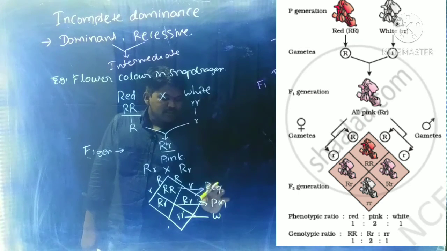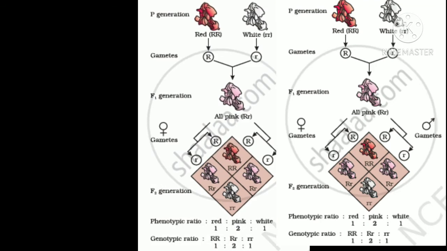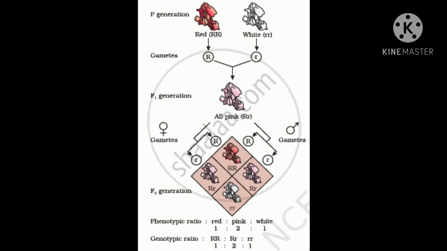Because of that, the phenotypic ratio of the F2 generation in incomplete dominance becomes 1:2:1. One is the red color, two is the pink color flowers, and the genotypic ratio also becomes 1:2:1. If you see Mendel's monohybrid cross, the phenotypic ratio is 3:1 and the genotypic ratio is 1:2:1. But in incomplete dominance, both phenotypic ratio and genotypic ratio are 1:2:1.